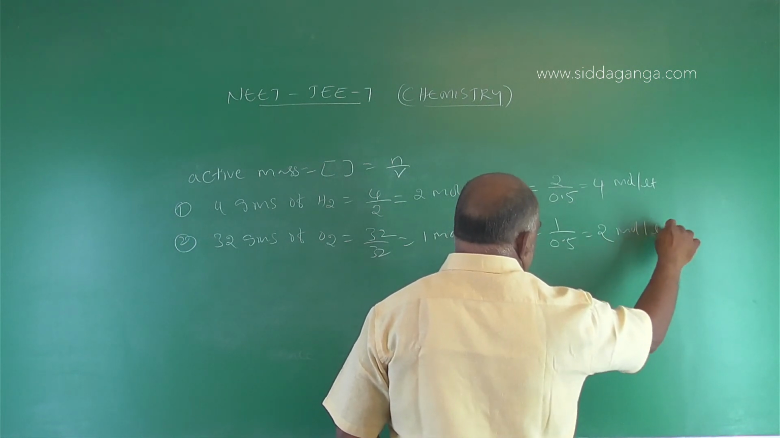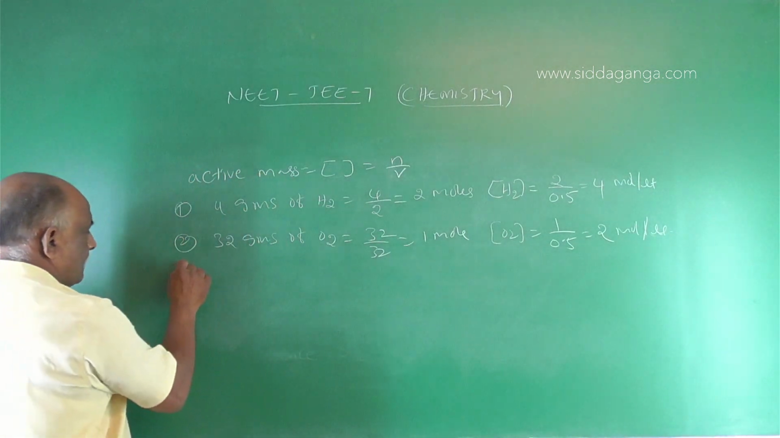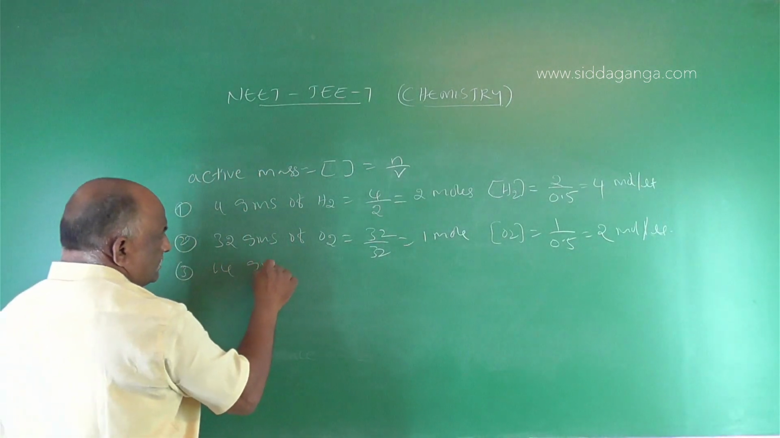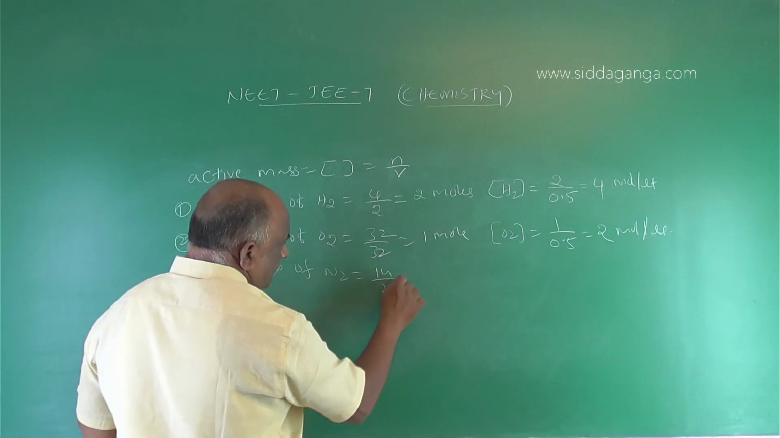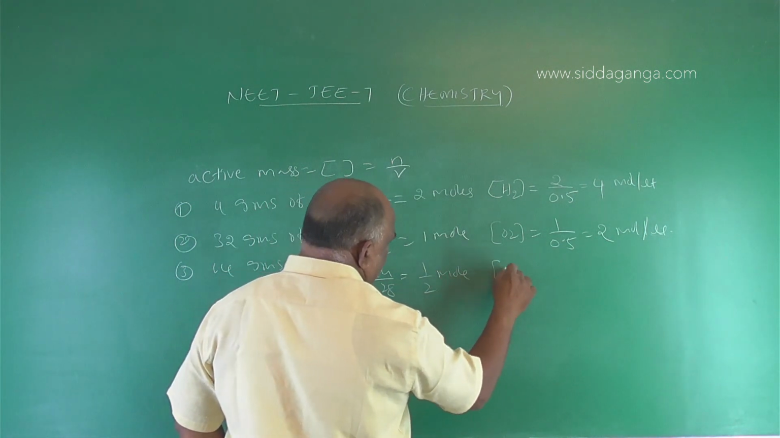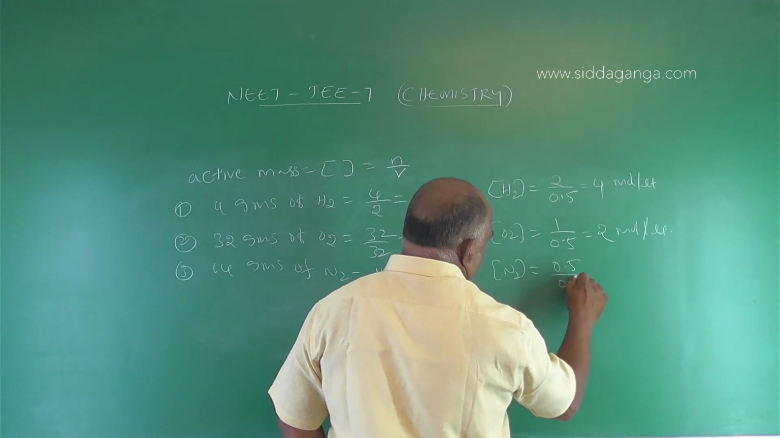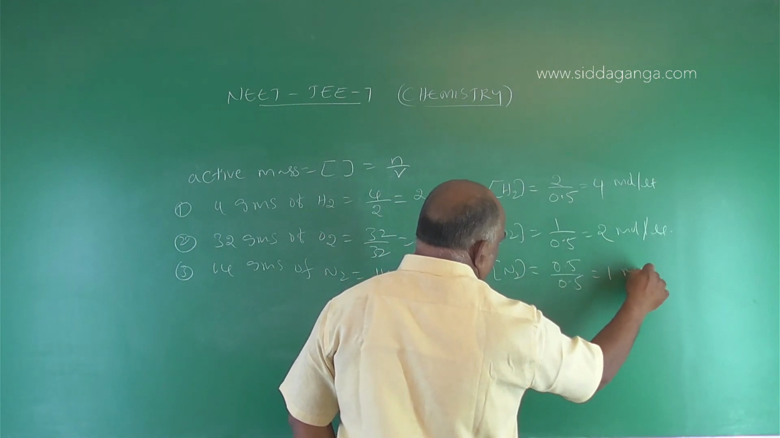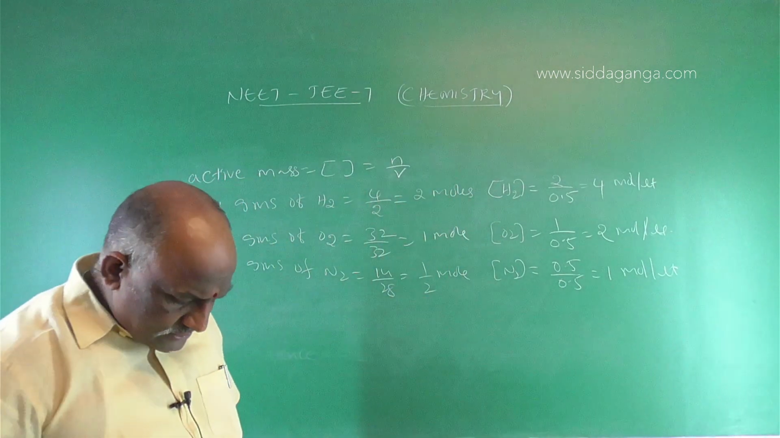2 moles per liter. And option 3, 14 grams of N2. 14 grams of N2 is equal to 14 by 28, which is 1 by 2 mole. 1 by 2 mole means the active mass of N2 is 0.5 divided by 0.5, which is equal to what? 1 mole per liter.